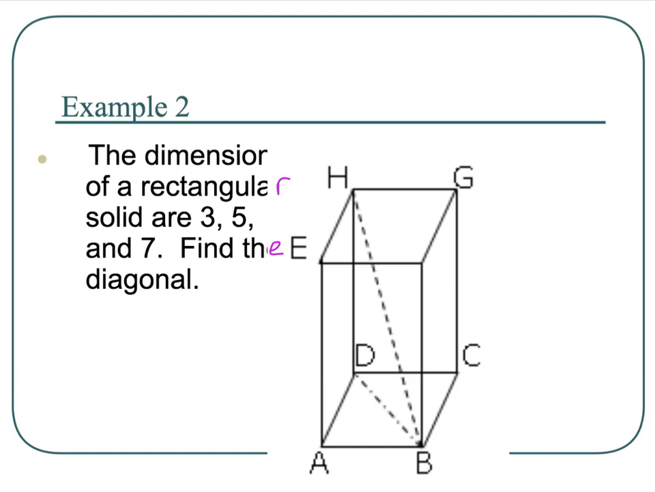Now that looks like an R and then an N. There we go. Okay. Awesome. So 3, 5, and 7. Now where you put those dimensions is kind of up to you.